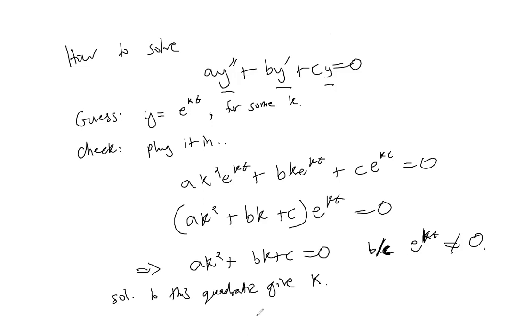And we'll talk about more solutions on Friday. For example, what happens when you have two distinct roots to this quadratic, then you get two distinct functions that are solutions to this differential equation. If they're not distinct, then what do you do? If they're complex, then what do you do? And so more on this on Friday. And I'll end there.